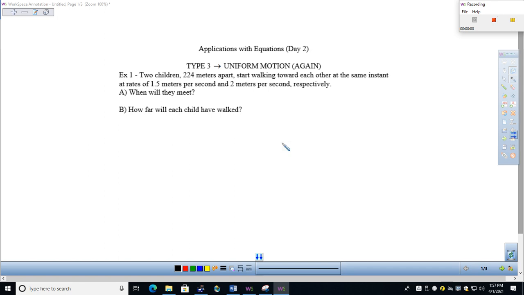I'm going to read example 1 and ask you to do a couple things along the way. Example 1 states, two children, 224 meters apart, start walking toward each other at the same instant at rates of 1.5 meters per second and 2 meters per second respectively. When will they meet, and how far will each child have walked? All right, all well and good.